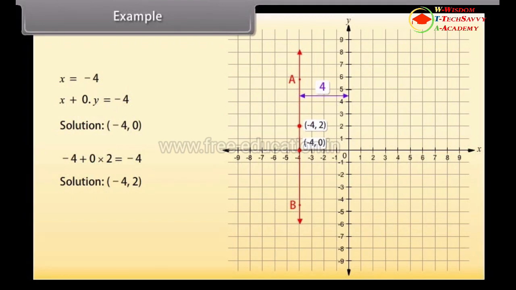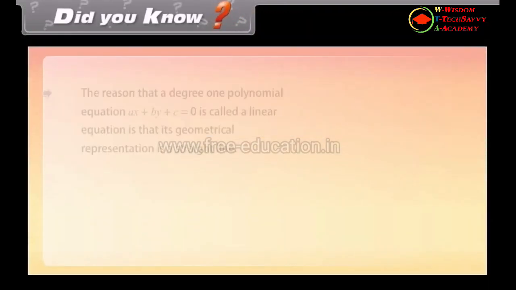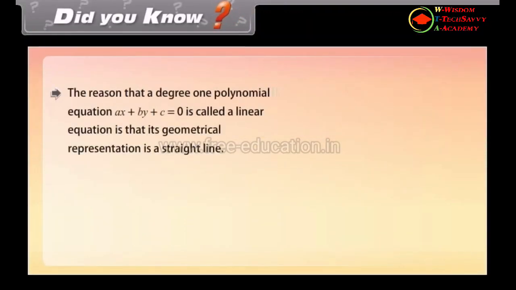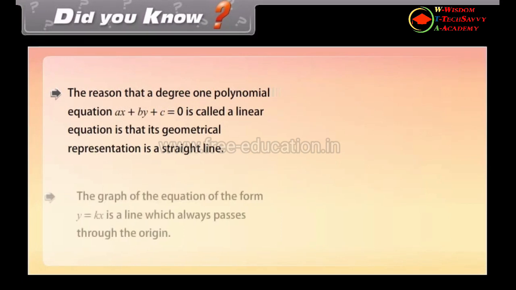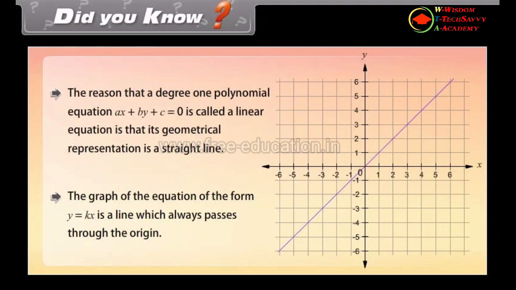Did you know? The reason that a degree 1 polynomial equation ax + by + c = 0 is called a linear equation is that its geometrical representation is a straight line. The graph of the equation of the form y = kx is a line which always passes through the origin.